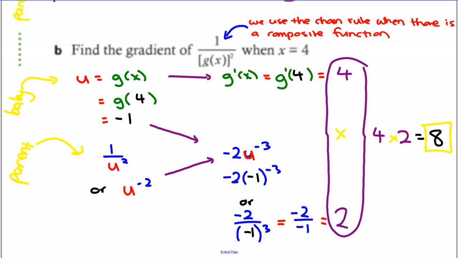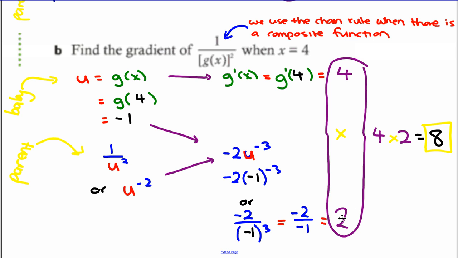If it's with calculator, you can just work out that number and plug it in. If it was non-calc, you should probably express it with positive indices. So that would be negative 2 over u cubed, which is negative 2 over negative 1 in brackets cubed, which we can work out. Negative 1 cubed is negative 1 times negative 1 times negative 1, which is negative 1. Negative 2 divided by negative 1 is positive 2.